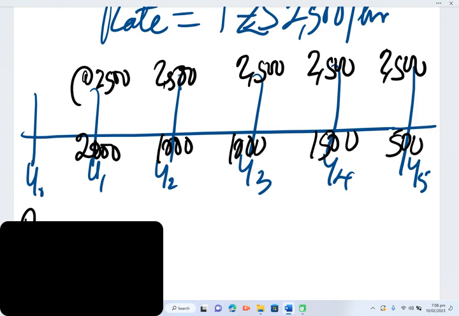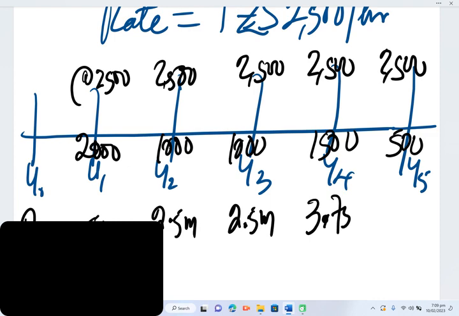Haya. Nafuata. Changamka. 3750. Ya mwisho 1,250,000.